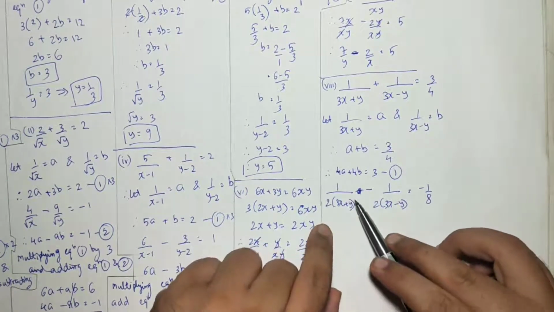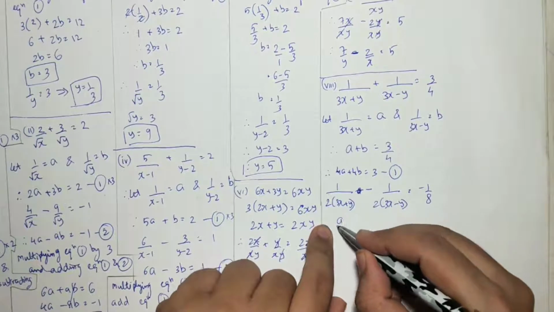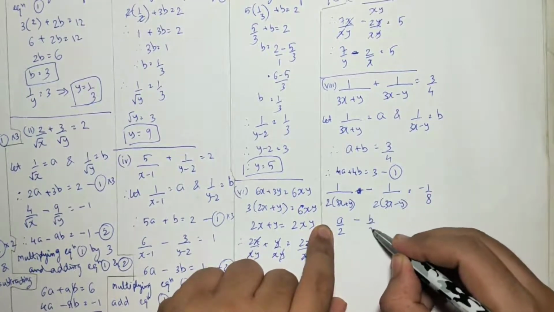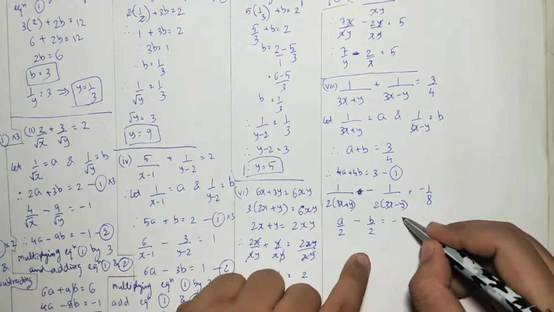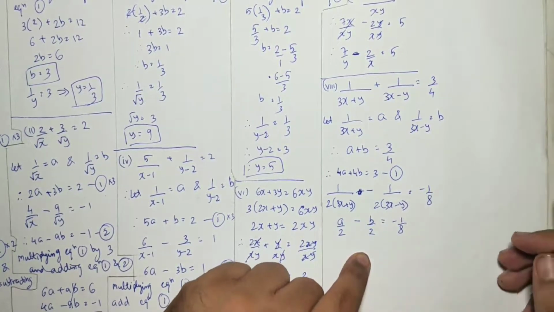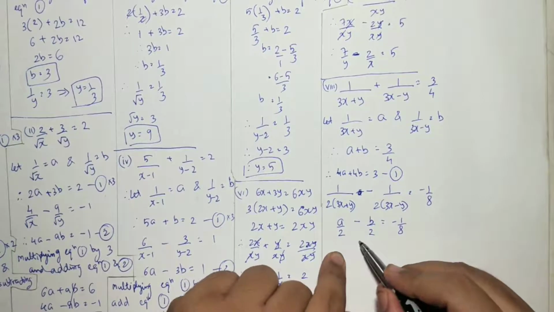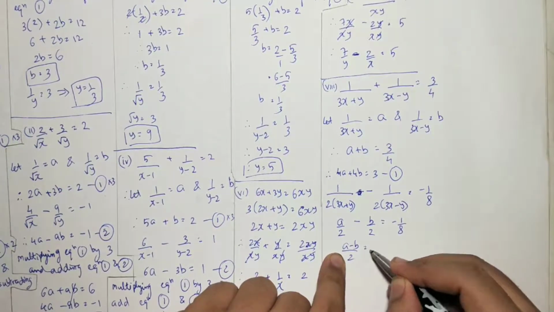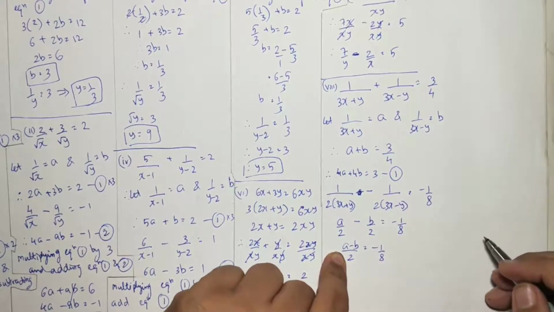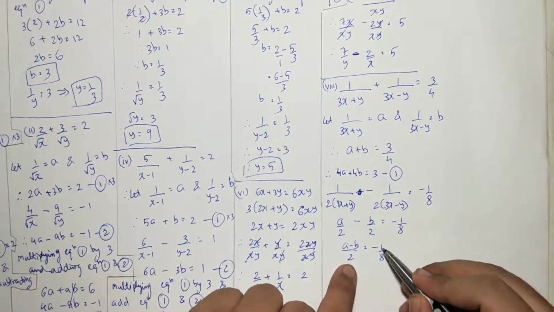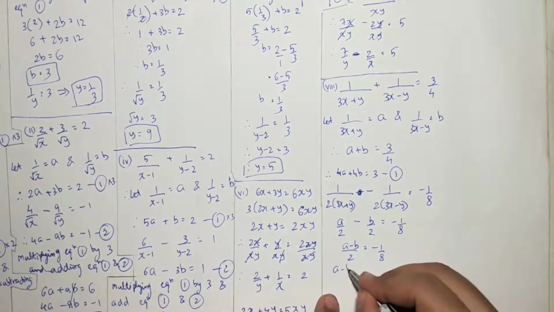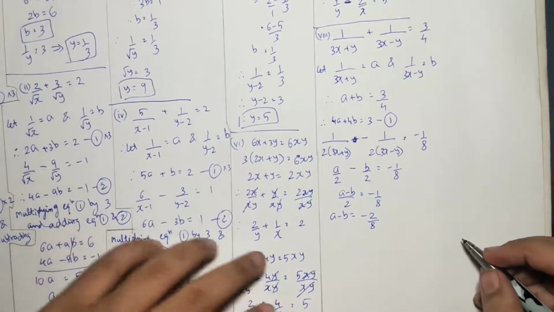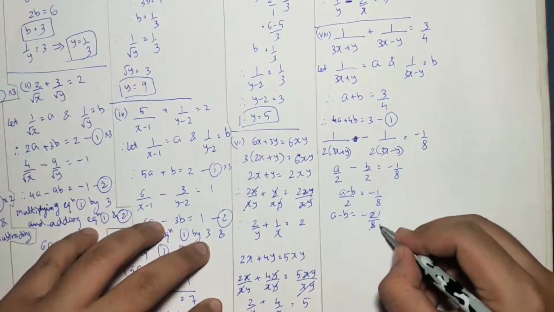So this term will become a by 2 minus this term will become b by 2 equals to minus 1 by 8. As there is no need of taking LCM, this will be a minus b by 2 equals to minus 1 by 8. This 2 will go in the numerator on the right hand side. A minus b equals to minus 2 by 8. This would get cancelled out. 2 1s are 2, 2 4s are 8.